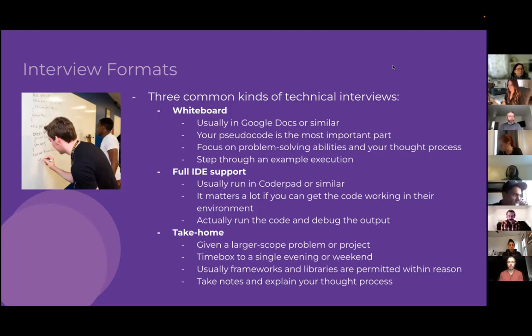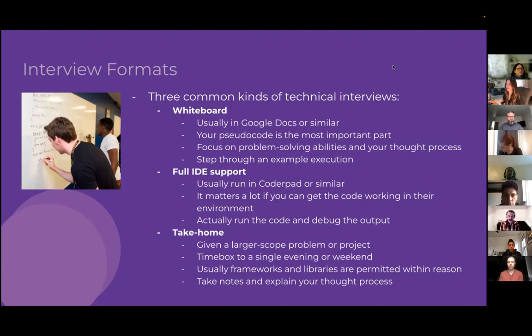So these look like giving a larger scope problem or project, typically. No one's going to give you FizzBuzz and give you a whole weekend to work on it, right? It's going to be more like, build this application that can accept requests at this endpoint and validate those requests, or something more end-to-end like that. Usually it's time boxed to maybe a single evening or a weekend.